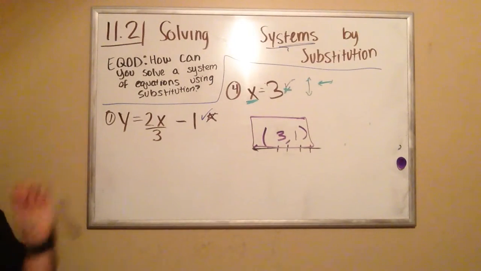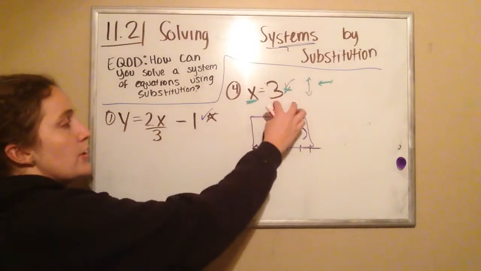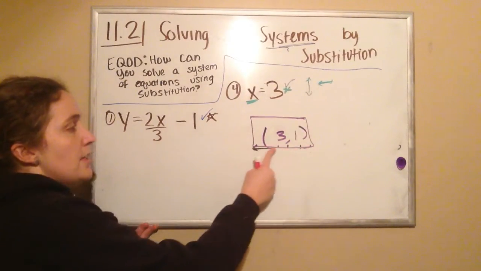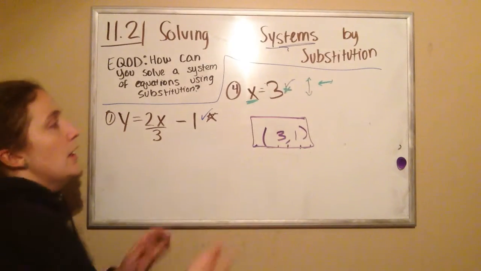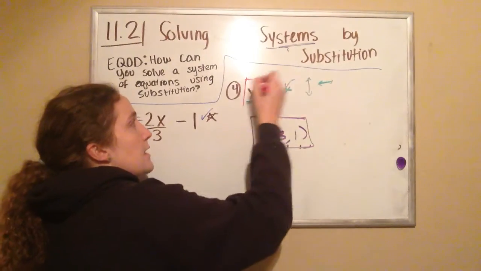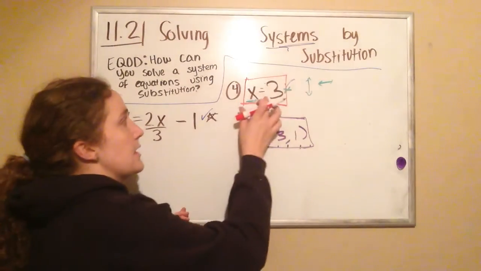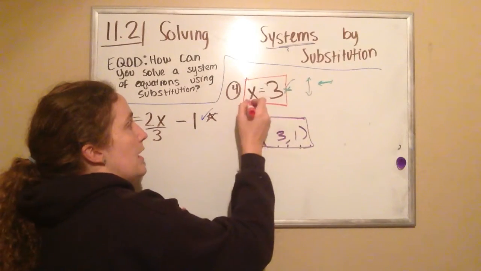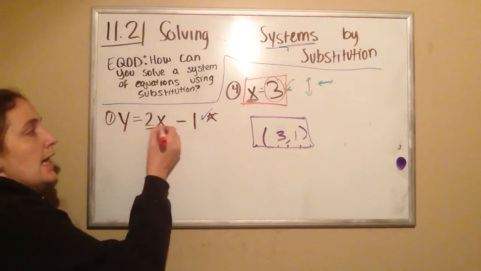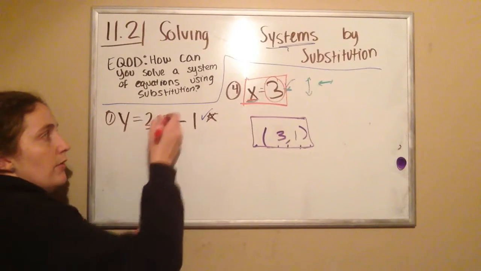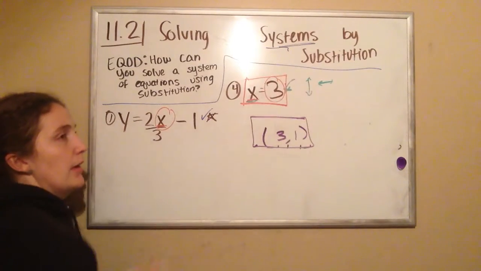Okay, we have two linear equations, and we got an answer. Now let's think about another way we could have solved this instead of graphing. So we know that x is equal to 3. How do we know that? Because it tells us that right there. x is equal to 3. So when we see this x here, we can replace it with 3. Why? Because x equals 3.